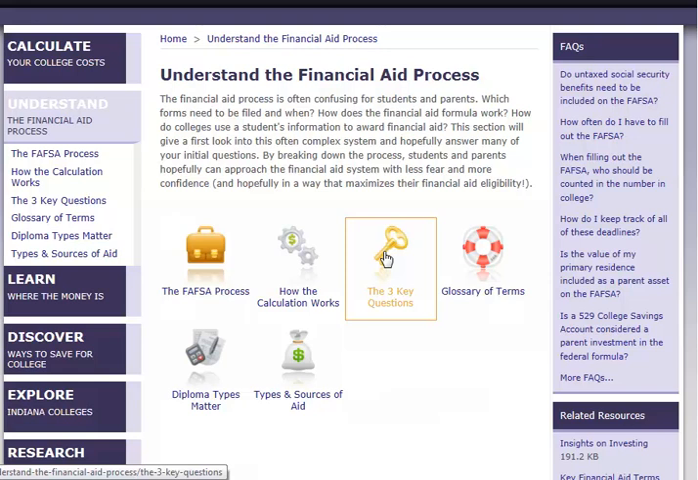The second question, does the college or university make any changes in the federal methodology in figuring student need for institutional financial aid awards? This is sometimes called an institutional methodology. And the third question, what will your financial aid award contain?